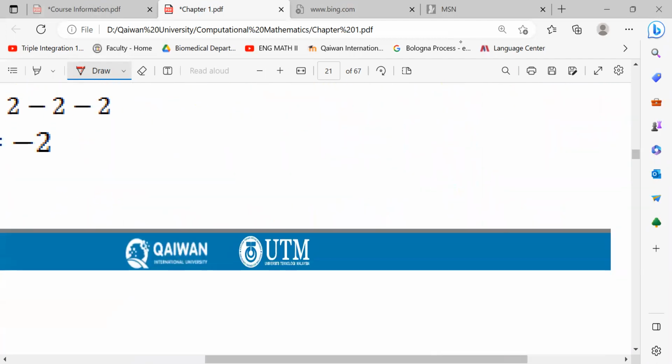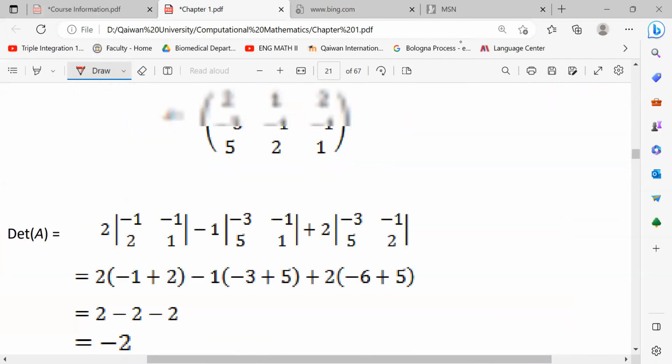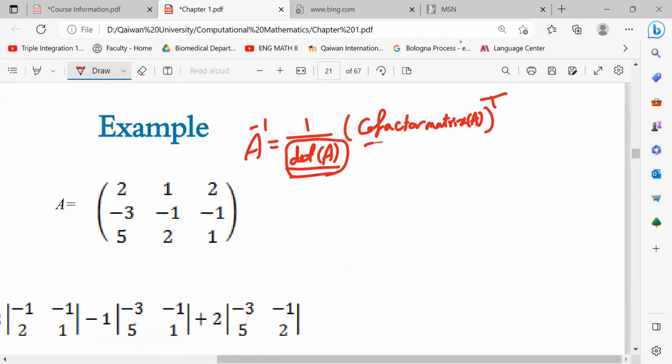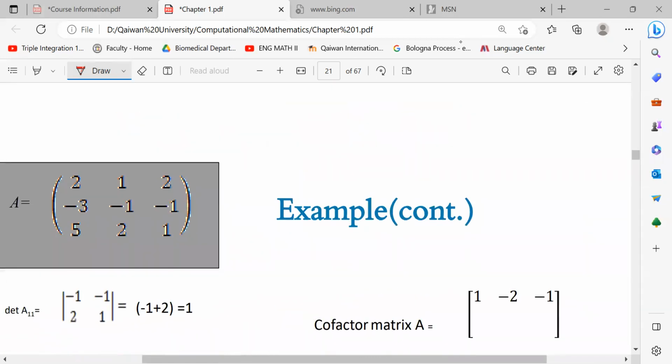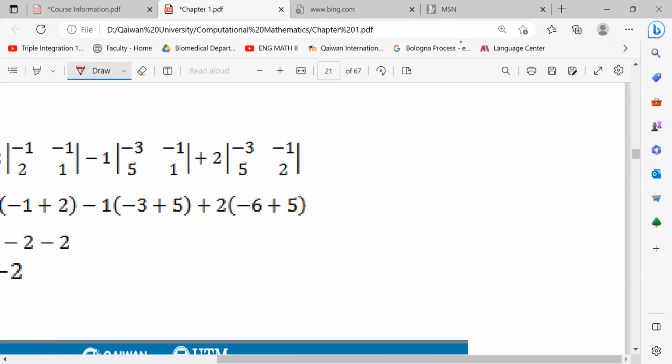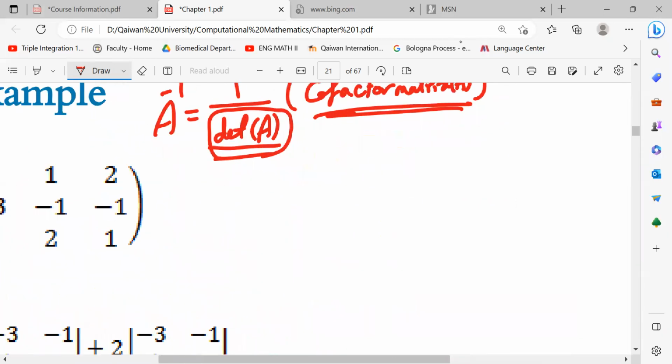Now, to find the cofactor, we need to find the cofactor. After finding the cofactor, what do we do? We find its transpose. I multiply it by 1 over the determinant. That's all. Here, to find the cofactor, let me do it here. I'm going to work on it here.